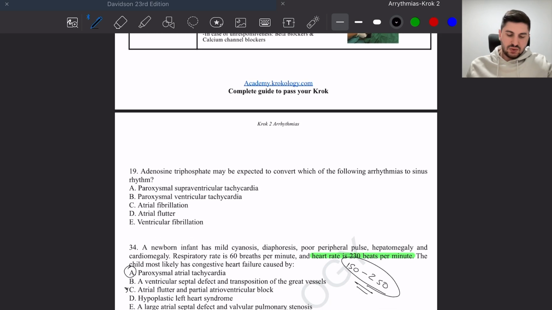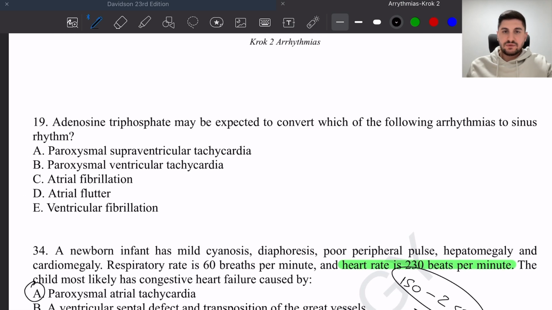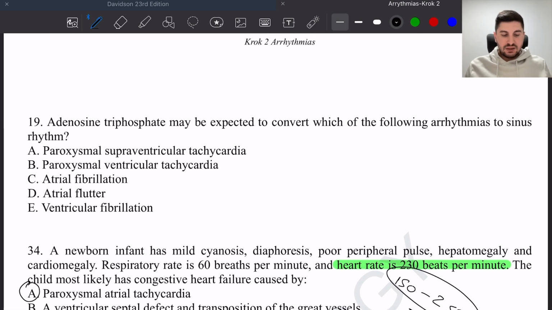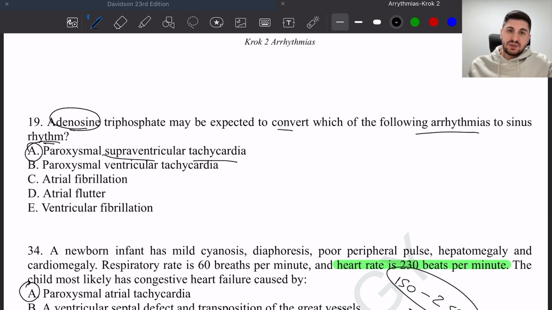So here we see two questions in Krok about treatment of supraventricular tachycardia. Adenosine is expected to convert which of the following arrhythmias to sinus rhythm? Paroxysmal supraventricular tachycardia. So adenosine is an effective drug for converting paroxysmal supraventricular tachycardia back to the sinus rhythm.